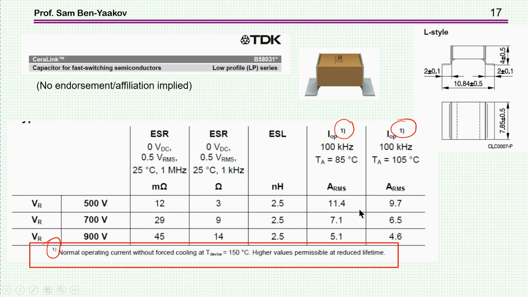However, there's this little one here, and this is a footnote. And let's see what it says. It says the normal operating current without forced cooling is at 150 centigrade. That is, you can get this current only if you operate this unit at a very high temperature, approaching 150 degrees centigrade. And we'll see the reason for it in a minute. So there's a catch here. You have to operate this unit at very high temperature.